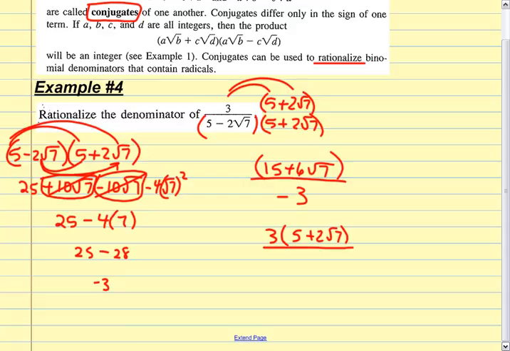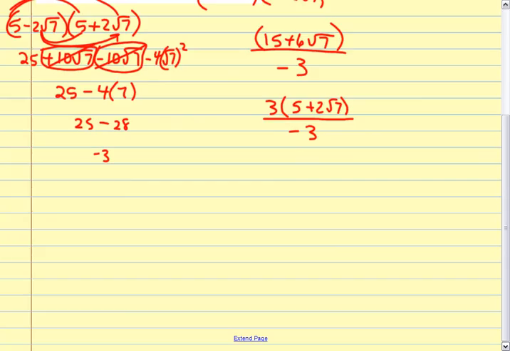5 plus 2 root 7 all over negative 3, right? So then I'm going to cancel the 3's, and now I have 5 plus 2 root 7 all over negative 1. What should I do with that negative 1? What do you think, Libby? I'm just going to stick it up here and get rid of the fraction altogether. Is that all right? Does that make sense? I just took the negative and moved it up top. Do I need to distribute that back in? No, I don't have to.